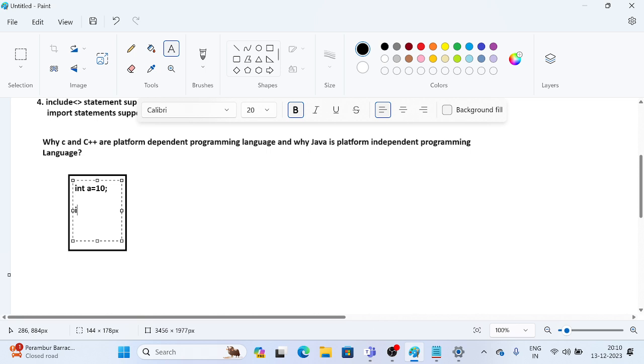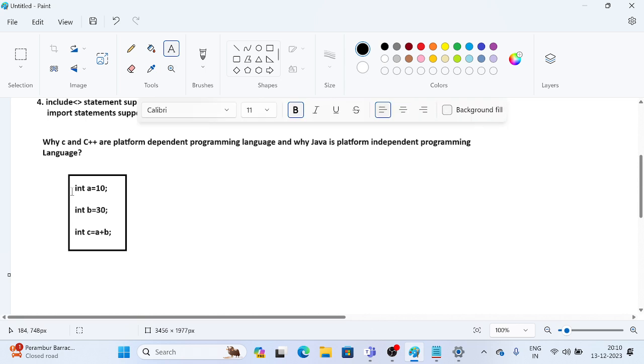I am passing integer A as 10, I am passing integer B as 20, and I want to do the sum of these two numbers, right? Integer C equal to A plus B. So output should be 30. This is not a code, this is a pseudo code. We are just assuming that this is our input and we have to get this output, right? So I have written this pseudo code in the C programming language.